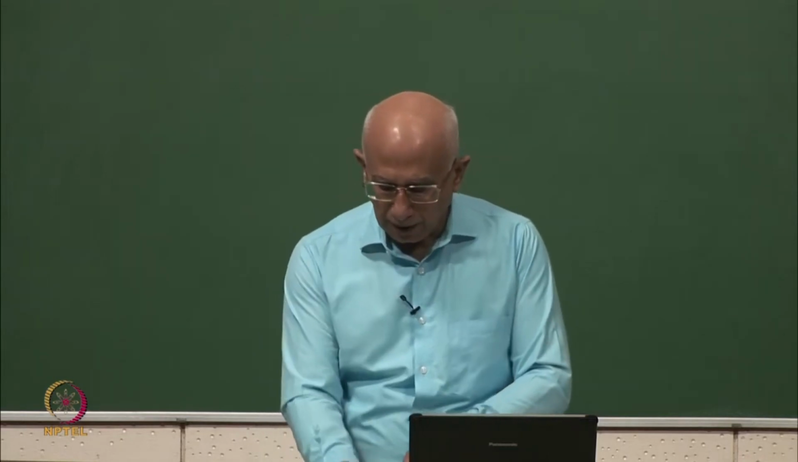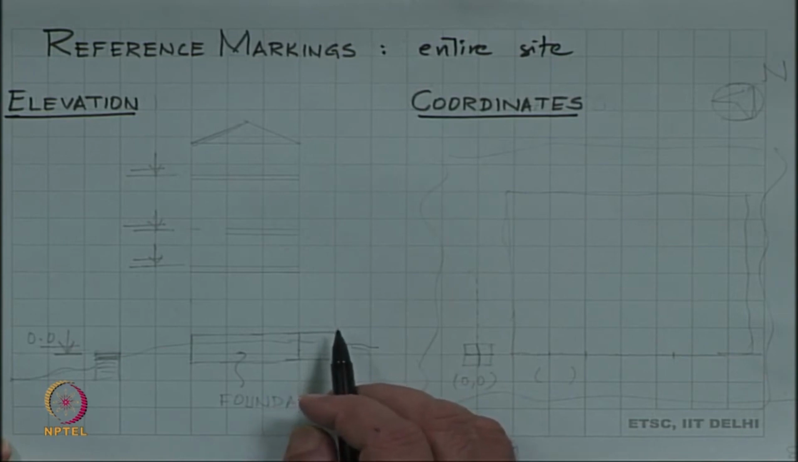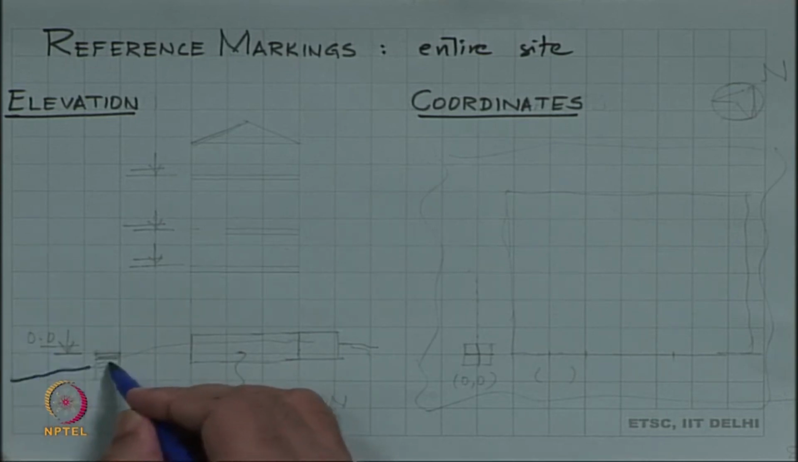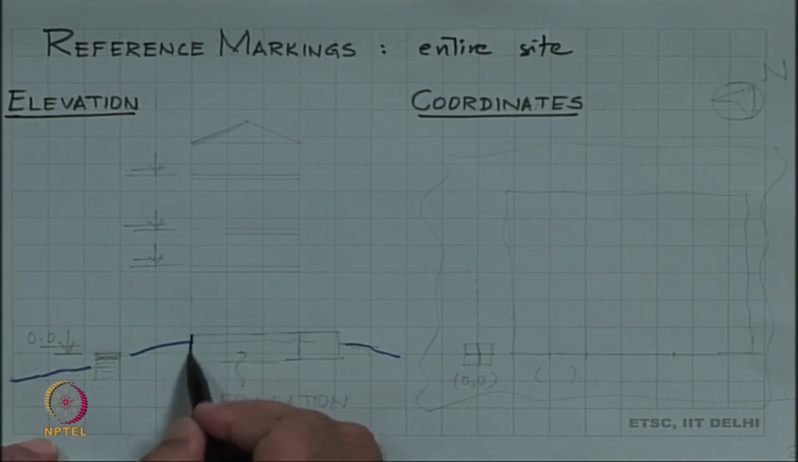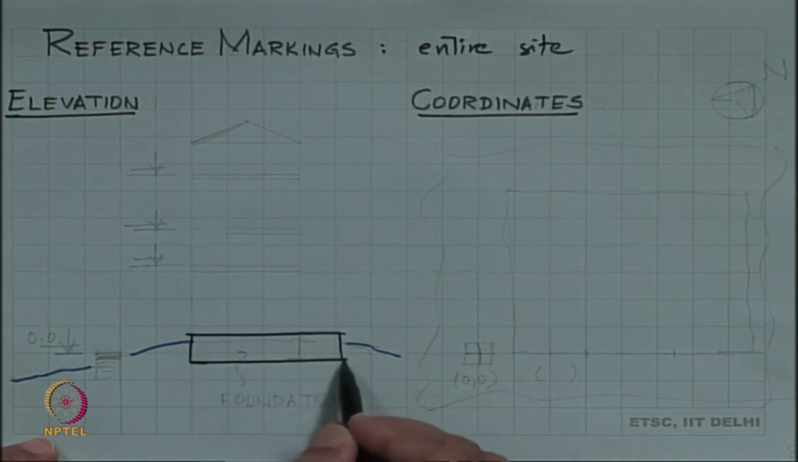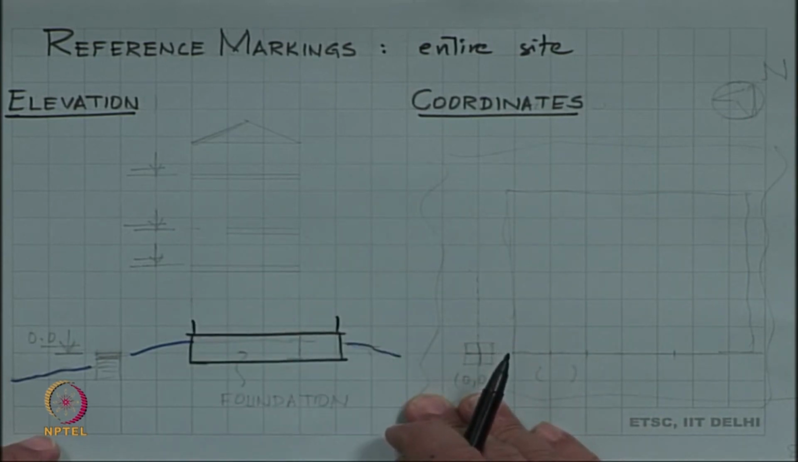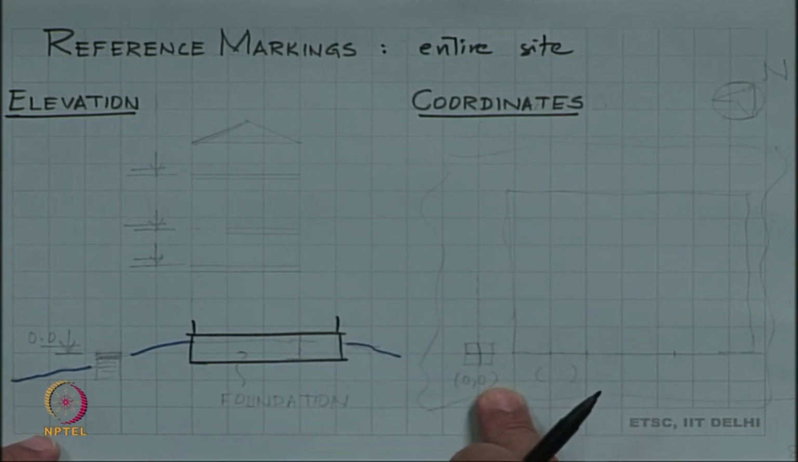So, there are two types of markings that we will look at. One is elevation, the other is about coordinates. So, here is what happens with elevation. Suppose we had this ground which was like this, and on this ground we are going to put up a structure. So, what we do is we say that okay, I am going to put the structure over here. This is my foundation, and on top of this the structure will come up. The next structure could be somewhere else, the ground level could be something else.